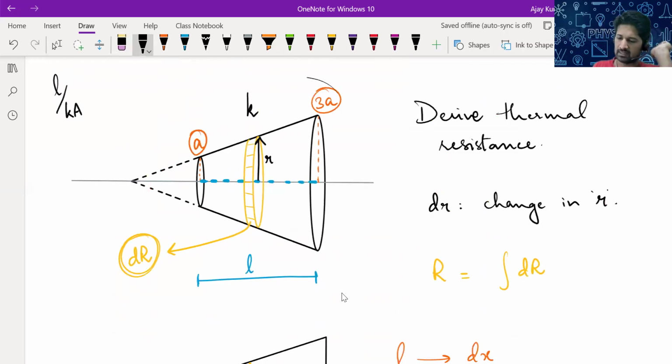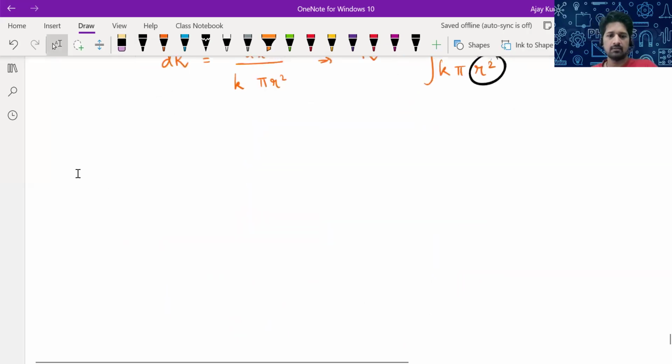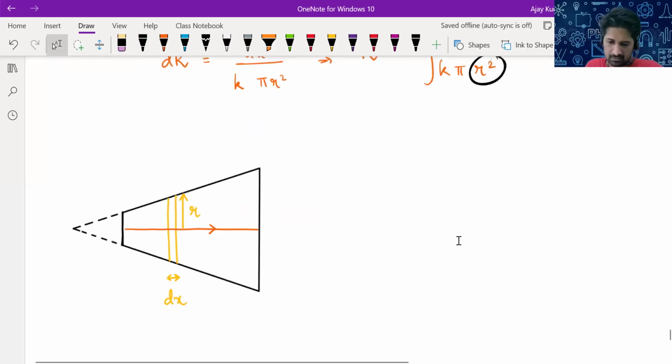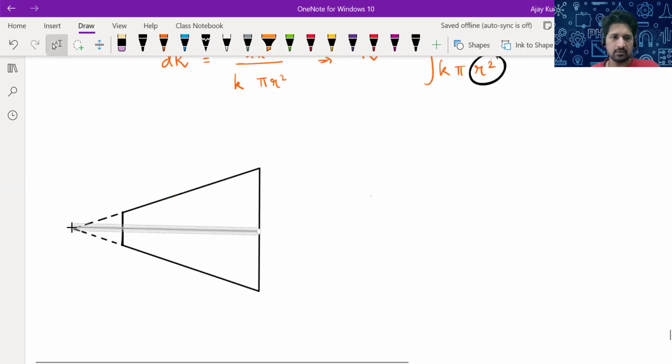For that, this original diagram will be helpful. Imagining the full cone will be helpful, full triangle. Let me show you how. Just a moment, I'll copy paste this. So we have to express thickness and radius in terms of the same variable. Consider this as the x-axis. So when you look at it from the side, it looks like a triangle. The cone looks like a triangle.